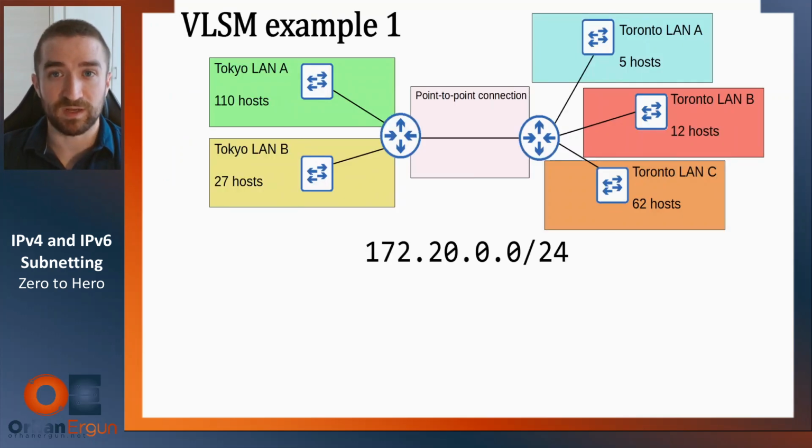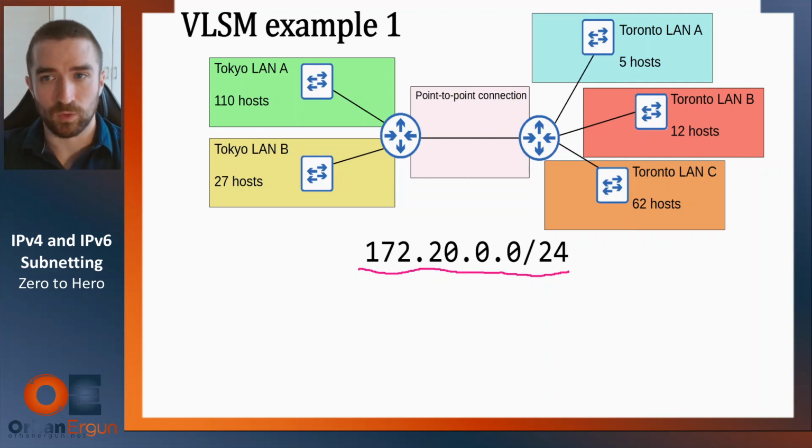Okay, so let's get right into an example. There will be 3 examples in this video. This first one will really go through step by step to get you comfortable. So we have an address block, a network, 172.20.0.0/24, and we have to subnet it for these 5 LANs. Actually, 5 LANs plus 1 point-to-point connection. So you need 2 addresses here for these 2 routers.